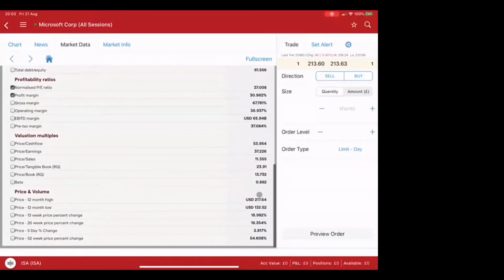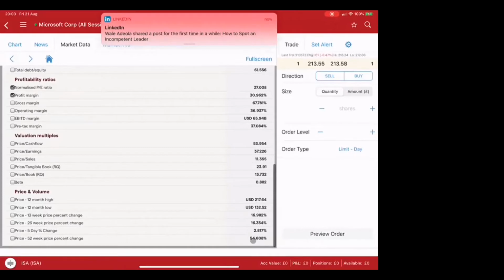Then you can also see the movements. Look at that, the highs and the lows for the year. The 12-month low is 132. The high for the year tells you the percentages: 12 weeks, 26 weeks, 5 days, 52 weeks. So in 52 weeks, which is a year, it's up 54%.